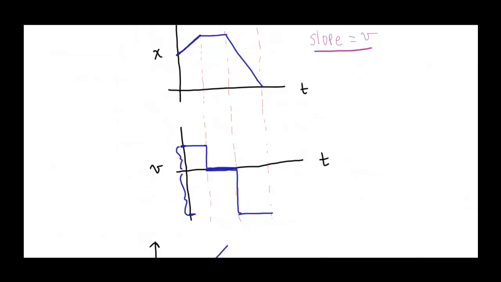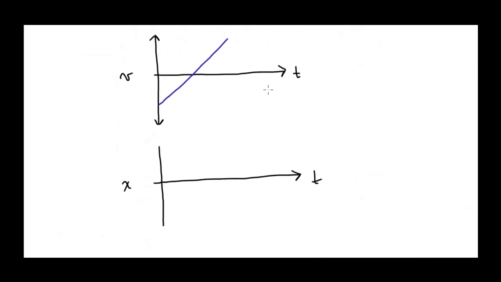Let's try this. Here I've got a velocity time graph. What I've given you is a velocity time graph, and I'm asking you to translate it into a position time graph. Again, if you want to, now's the time to pause it and try it on your own. Here there are really only two segments. If I draw a guideline here, there's the first segment, and then the second segment.